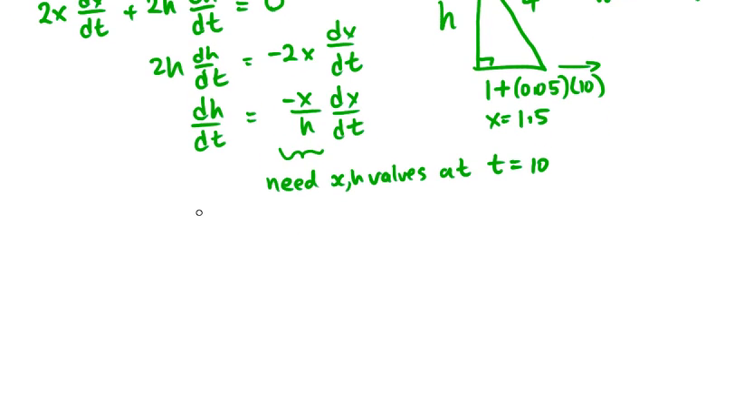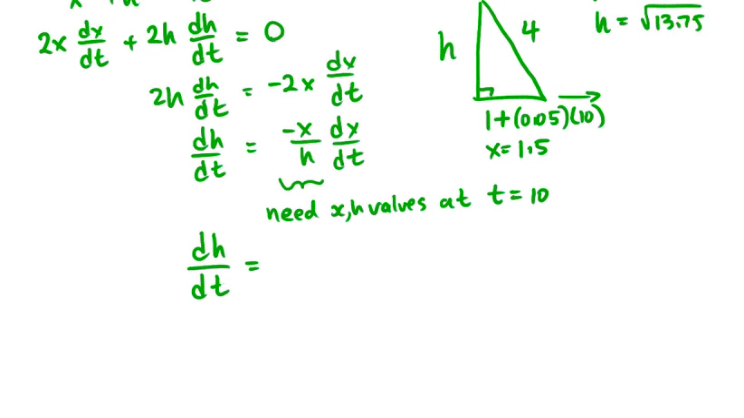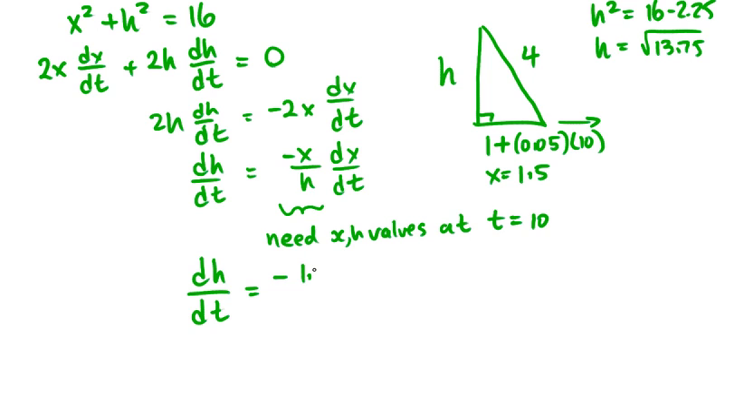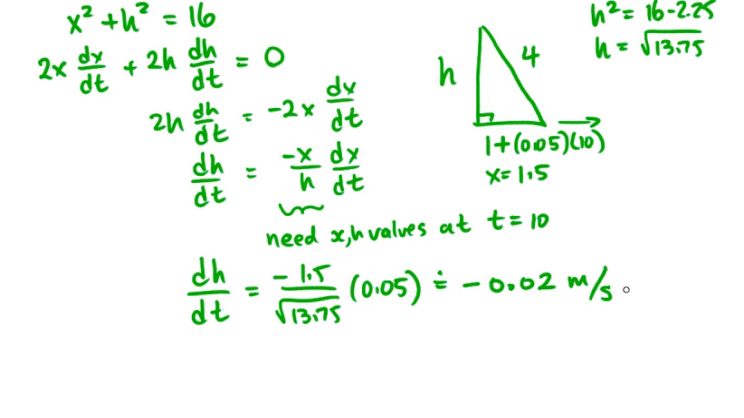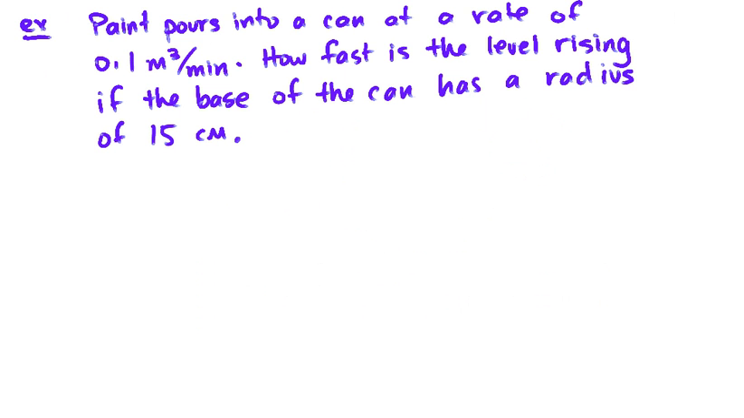So I can plug those things in and know that at time 10 I have negative 1.5 over the square root of 13.75, and the rate is 0.05. I'll need my calculator for this, and I get approximately negative 0.02 meters per second. And that means it's decreasing, it's falling downwards, that's why it's negative, at about 2 centimeters every second.